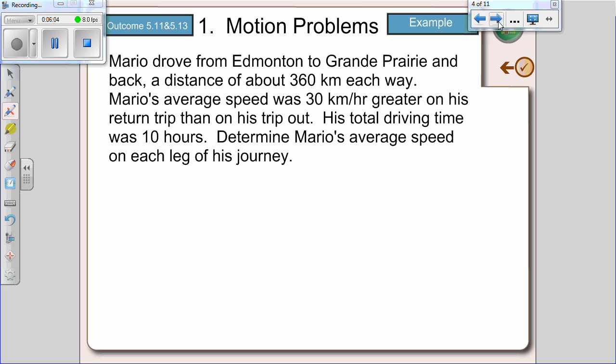What was his speed on the way there? It was 30 kilometers an hour less than on the way back. But do we know what it was? No, so we're going to say v. We're going to say v was the speed there, which means what was the speed back? v plus 30 equals speed back.